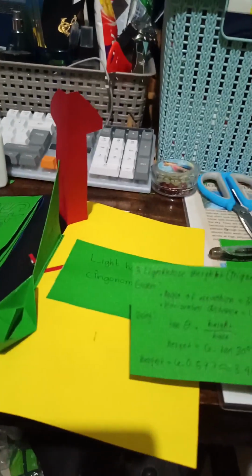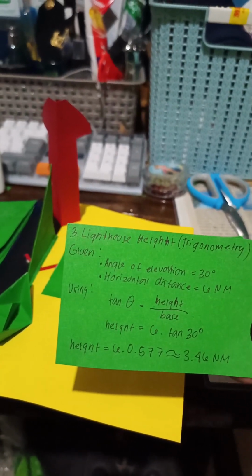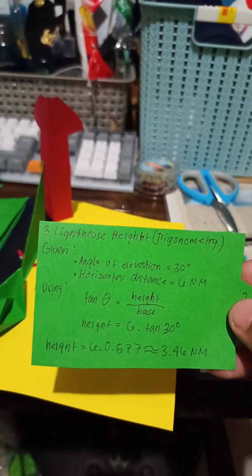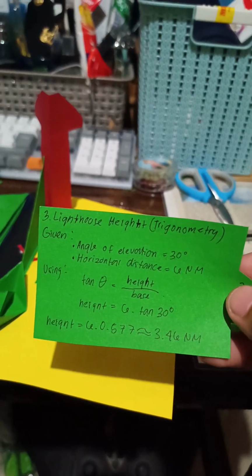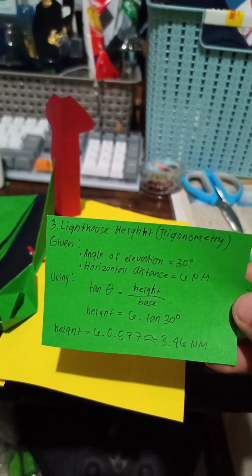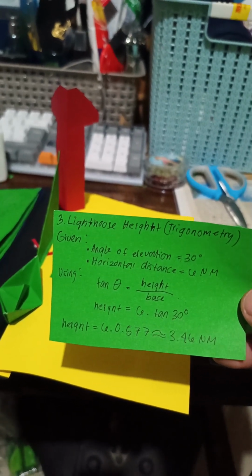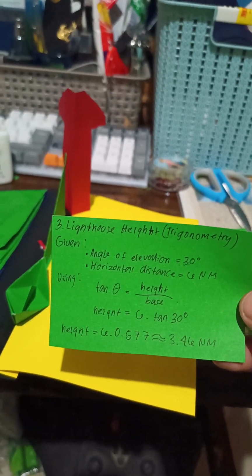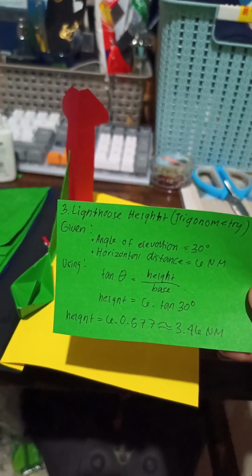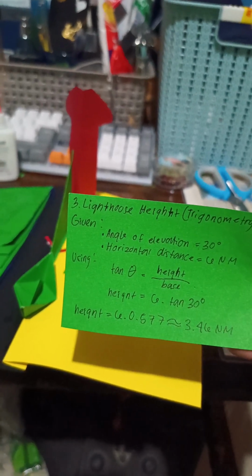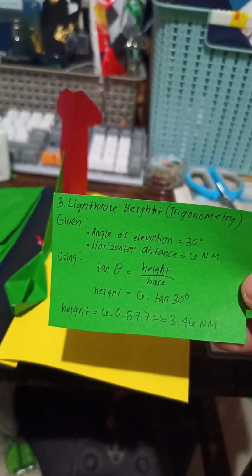This is the second step. This is the lighthouse height using trigonometry. The given are the angle of elevation, 30 degrees, and the horizontal distance, 6 nautical miles. Using tan equals height divided by base, height equals 6 times tan 30 degrees. So 6 times 0.577 equals 3.46 nautical miles.